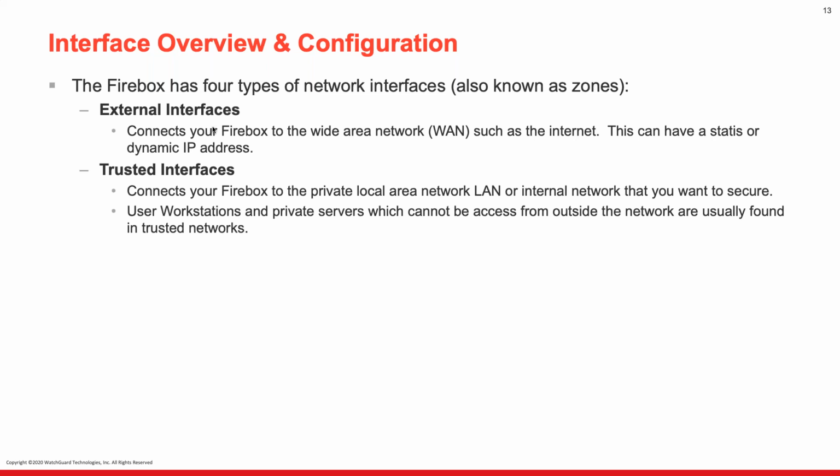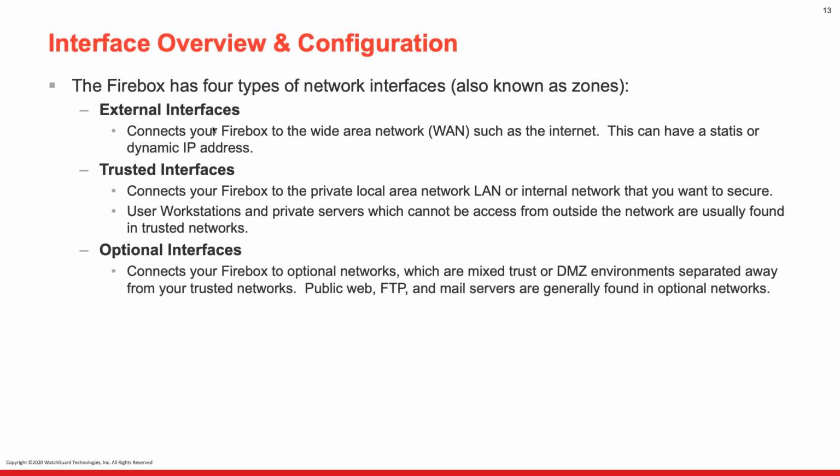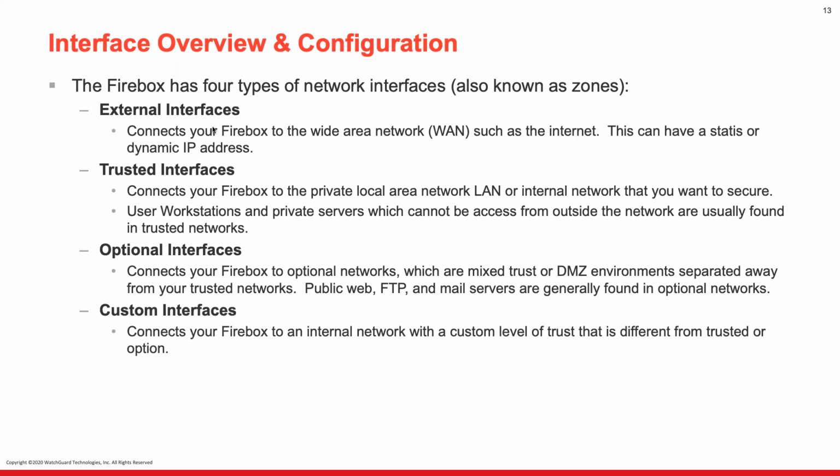Then we have the trusted interface. That connects your Firebox to the private local area network or internal network that you want to secure. So typically you would use trusted interfaces for user workstations and private servers, and that Firebox becomes the bridge for that. An optional interface is going to connect your Firebox to optional networks, which are mixed trust or DMZ. Typically, you would see these as a public web server, FTP, or web mail servers. Now, as we look at moving to the cloud, that's going to change slightly.